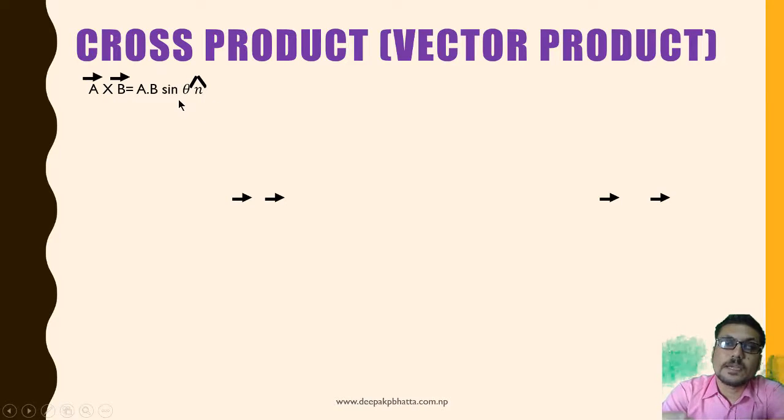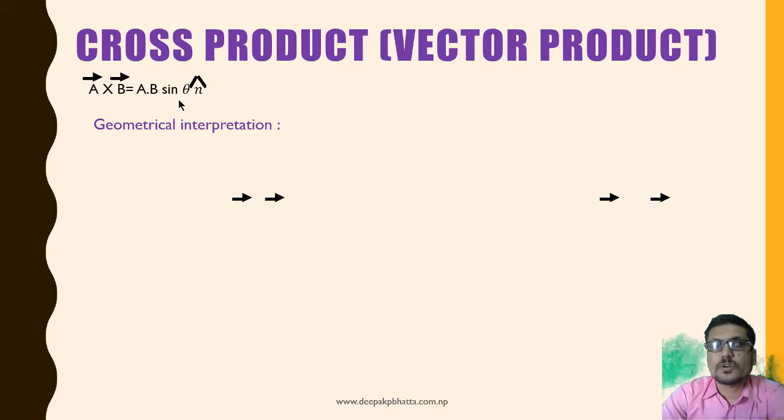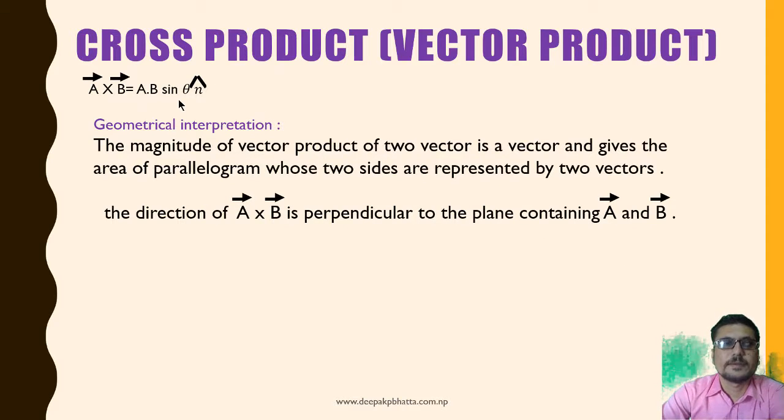The cross product of any two vectors is also a vector. The dot product of any two vectors is a scalar. That's why one is called scalar and the other is a vector. Remember it. Geometrically, the magnitude of the cross product of two vectors is the area of a parallelogram, and the A vector and B vector are the two sides of that parallelogram.